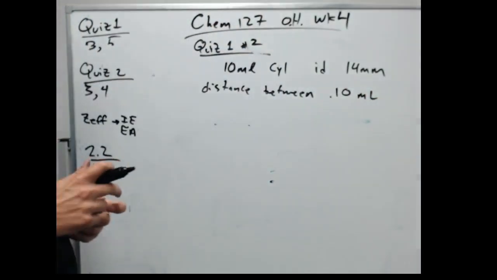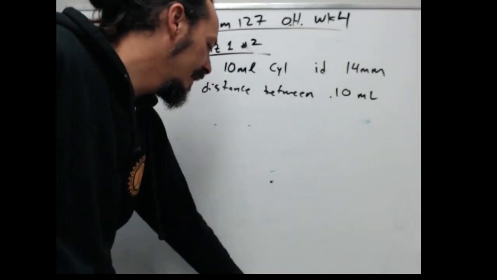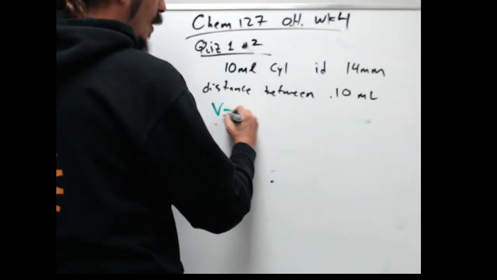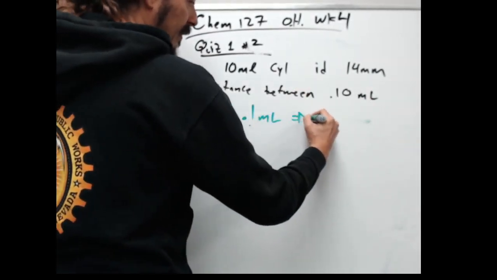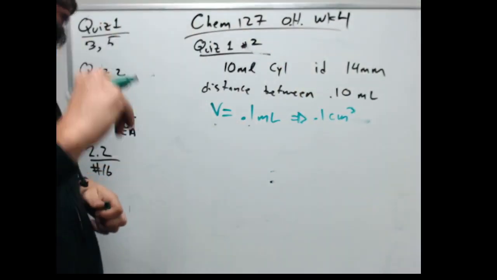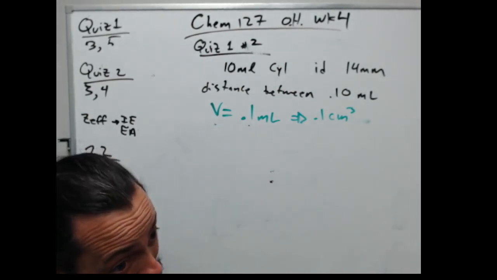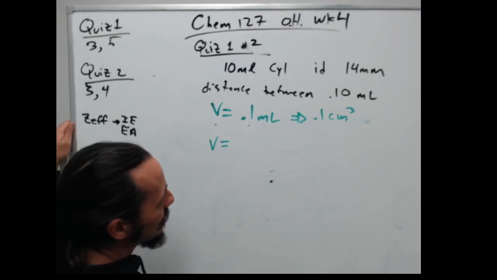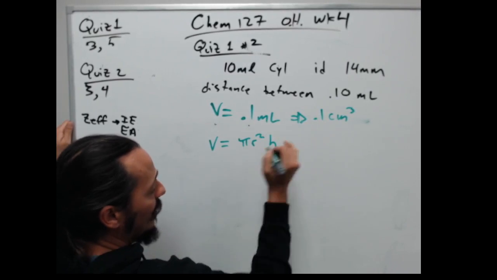Okay, so the crux for this problem is kind of 2 parts. Part number 1 is the fact that we know the volume we want to measure is 0.1 milliliters, which we can say is 0.1 centimeters cubed. That's the first part, it tells us the volume it wants us to measure. Part number 2 is recognizing that it's a cylinder, so the volume is going to be pi r squared h.